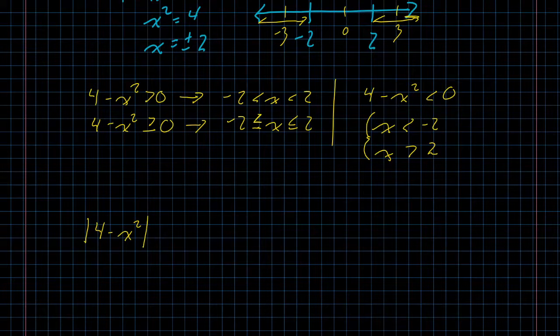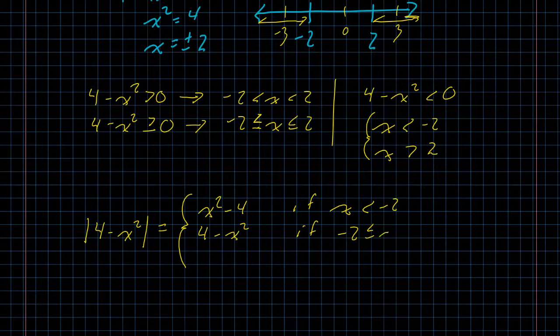All right, so with that, our function absolute value of 4 minus x squared is a piecewise defined function with 3 pieces. It is x squared minus 4 if x is less than -2, 4 minus x squared if -2 is less than or equal to x is less than or equal to 2, and it's again x squared minus 4 if x is greater than +2.